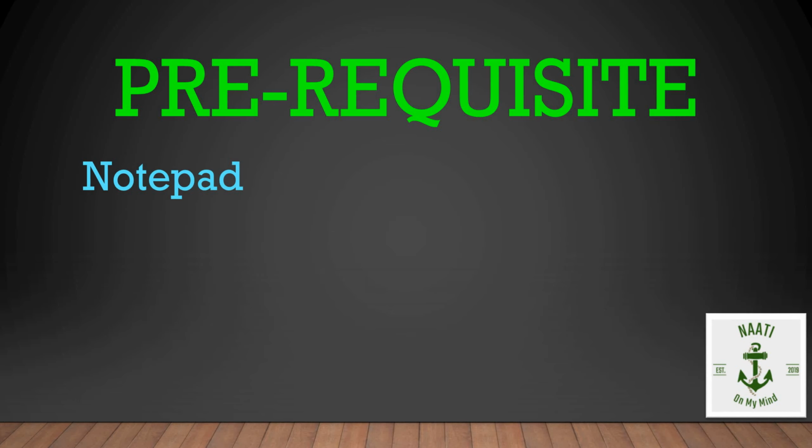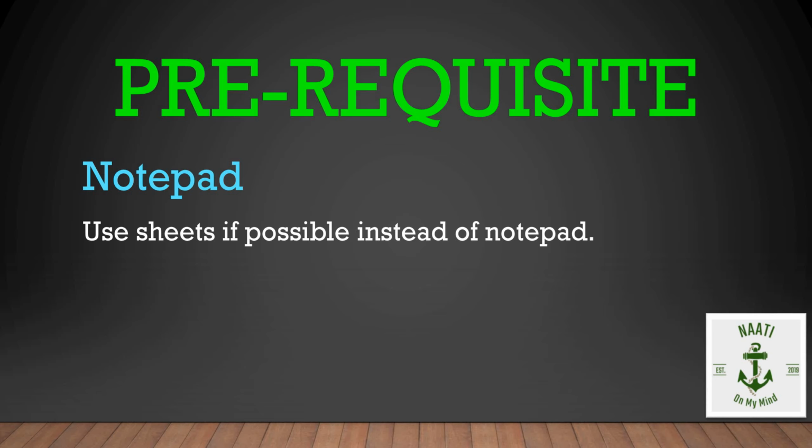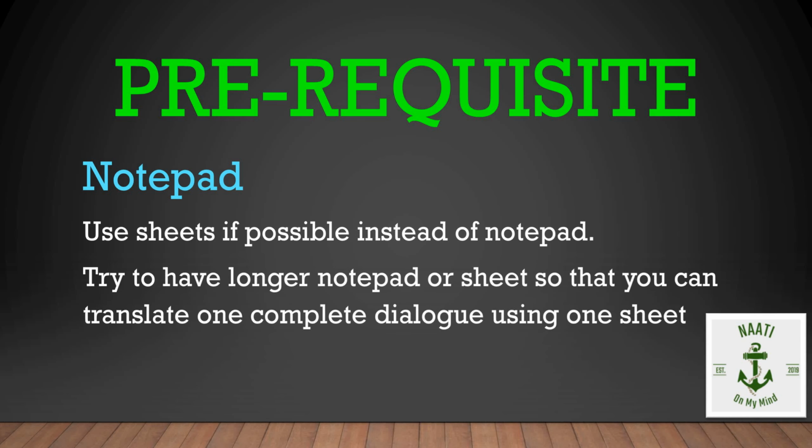The second one being Notepad. This is a very important one because I'm going to tell you why. First of all, instead of using a notepad, try to use sheets if possible, because sheets give you the luxury that you can move to the next sheet instead of flipping pages. Also try to have longer notepad or sheets so that you can translate one complete dialogue using one sheet.